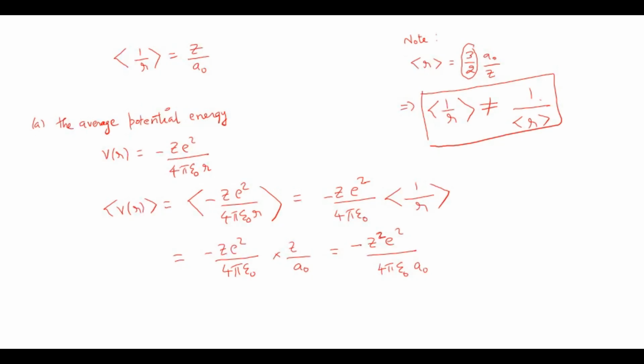A naught is nothing but what? So A naught is equal to 4 pi epsilon 0 h bar square by m e square. Therefore we can substitute here. So the expectation value of V of R, which is equal to minus Z square e square divided by 4 pi epsilon 0, here instead of A naught I am just substituting 4 pi epsilon 0 h bar square divided by m e square. Okay, so this is the value for A naught.